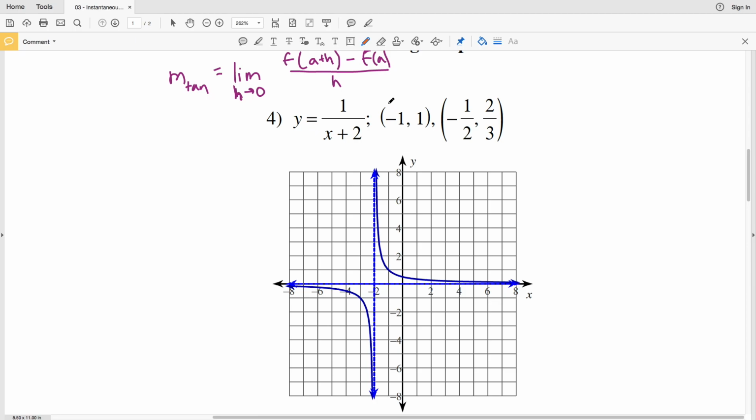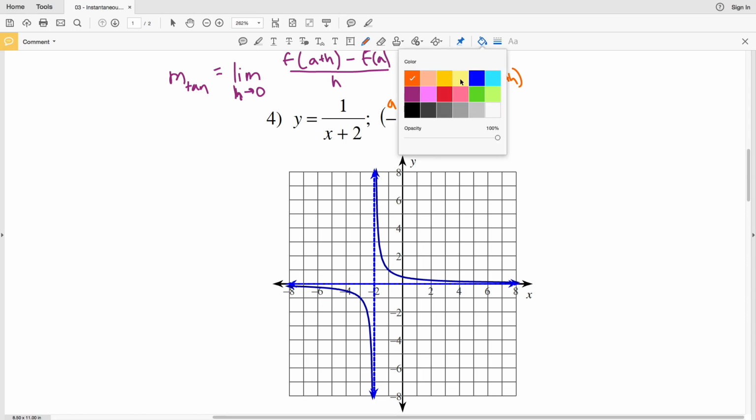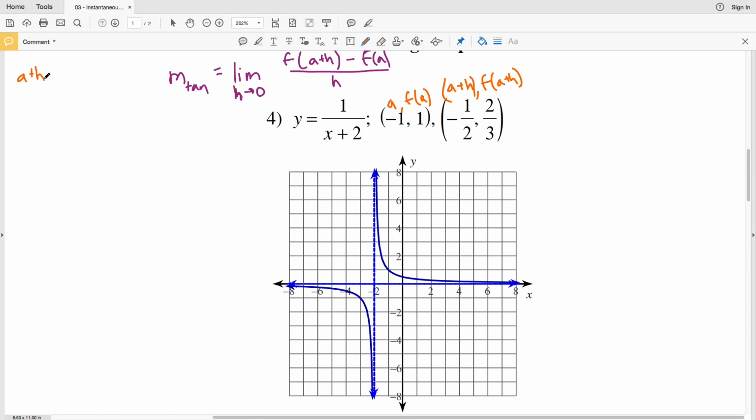So looking at number 4, we're given a, f of a as (-1, 1), and a plus h, f of a plus h as (-1/2, 2/3). Now before we get started, let's find what h is equal to. Remember, a plus h minus a equals h. So a plus h is -1/2, and I'm going to be subtracting a, which is subtracting a -1, which is the same as adding a positive 1, and that's going to equal my h value, which is positive 1/2. So 1/2 is h for number 4.